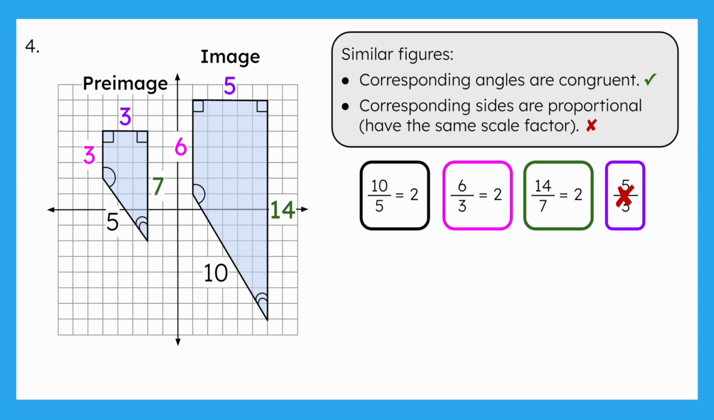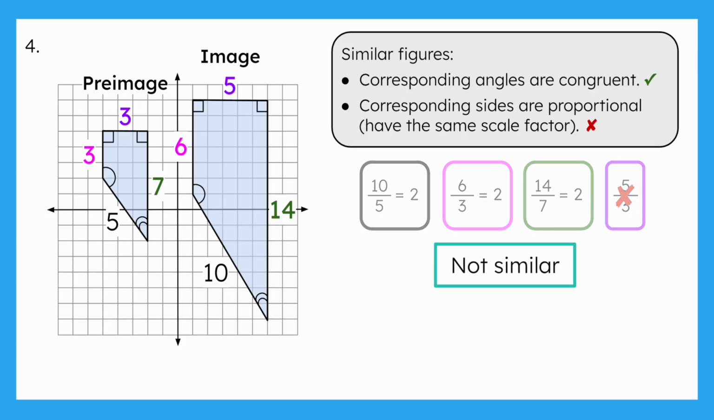If you labeled image and pre-image in the opposite order, your fractions will be flipped compared to mine, but your conclusion will be the same. These figures are not similar. This is a great example of why it's super important to check every pair of corresponding sides when we're trying to determine similarity.